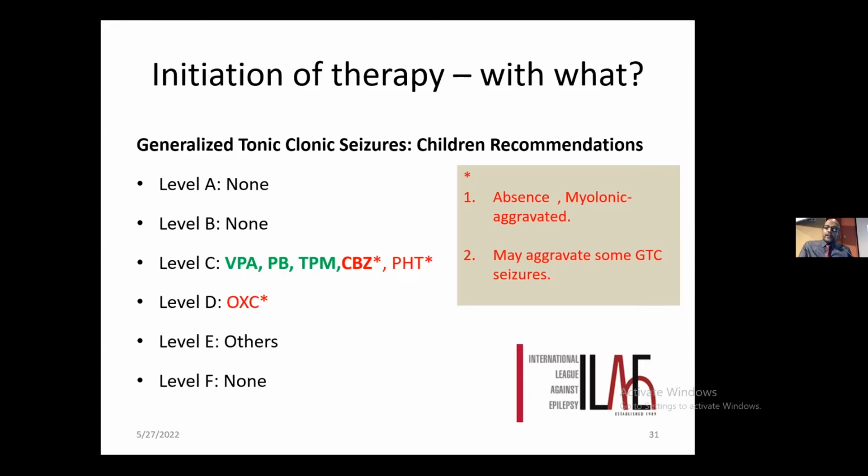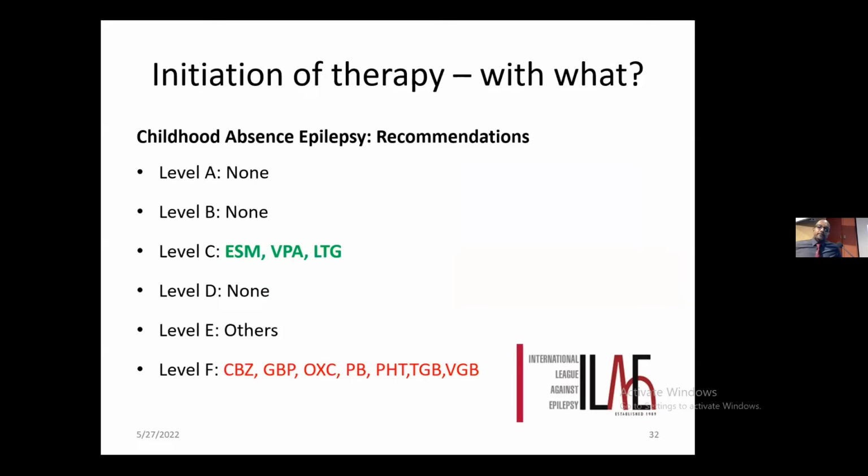And for generalized tonic-clonic seizures, valproate, your phenobarbital, topiramate, carbamazepine, phenytoin, and oxcarb. And mind you, certain generalized epilepsy syndromes can get aggravated by carbamazepine, phenytoin, and oxcarb, like your juvenile myoclonic epilepsy. And absence is not a generalized tonic-clonic seizure, but a generalized seizure, your absence epilepsy. And in childhood absence epilepsy, we have level C evidence to start ethosuximide, valproate, and lamotrigine, and all the medications which are in red can aggravate absence epilepsy, leading or precipitating even an absence status.